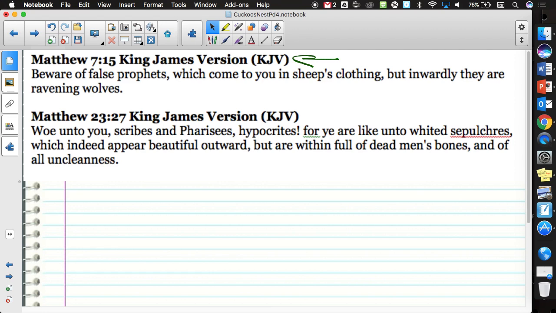And with the things I have up here, we actually already looked at that second passage before. First one: beware of false prophets which come to you in sheep's clothing, but inwardly they are ravening wolves. Actually, ravening. Ravenous. Anyone that you could see connecting to that?